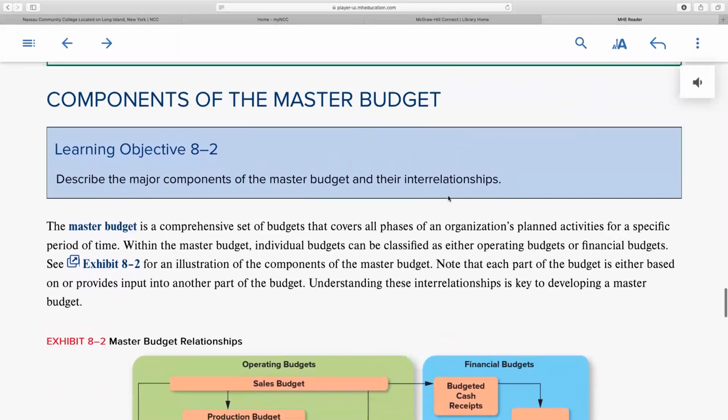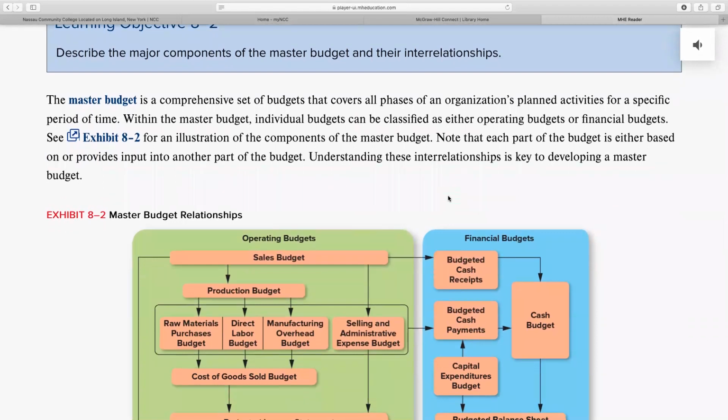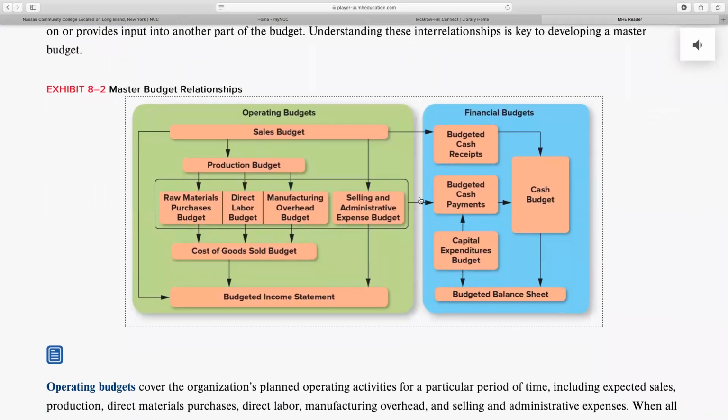Now, the master budget. The master budget is a set of all the budgets that cover the company's operations. We know what a balance sheet and an income statement are, right? And what they look like. So we have a budgeted income statement and a budgeted balance sheet. What's the budgeted income statement made up of? Sales, cost of goods sold, selling and administrative expenses, net income, right? Those are all the things that go on an income statement.